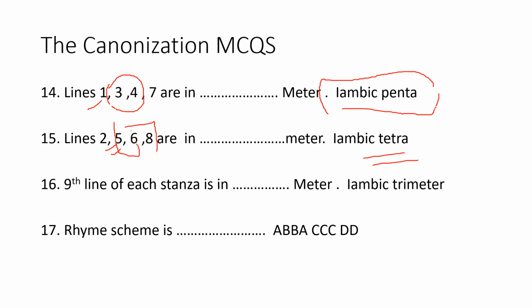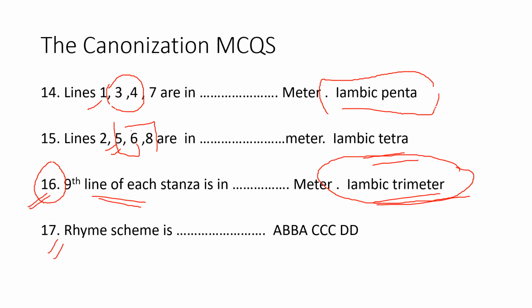And the question that you are going to get in the coming exam is this. Ninth line of each stanza is in iambic trimeter. Ninth line of each stanza of the poem, The Canonization, is in iambic trimeter. Okay. Now, let's see the rhyme scheme of the poem. Rhyme scheme is ABBA CCC DD.